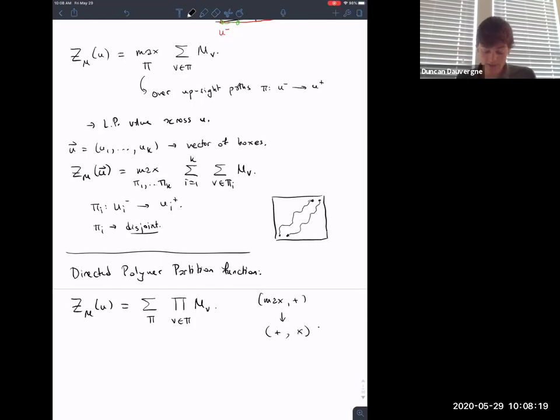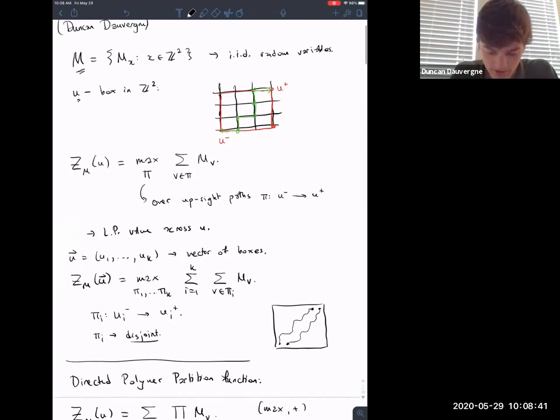And the reason I'm using the same notation for both of these is that for the purposes of this talk, there's no need to distinguish between these models. I mean, there are many differences, but just for what I'm going to be talking about today, we can treat them in the exact same way. And again, you can also define multi-path partition functions.